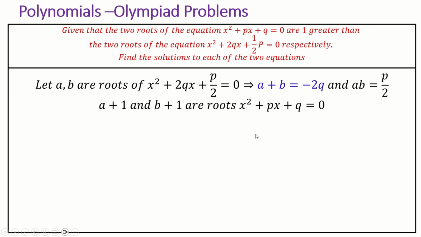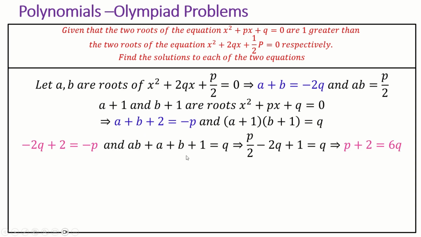Now, a plus 1 and b plus 1 are roots of the first equation, right? That's what is given. So a plus 1 plus b plus 1, that is a plus b plus 2, equal to minus p. And a plus 1 into b plus 1 equal to q. Now you just expand it and substitute, you will get the values. a plus b equal to minus 2q, so minus 2q plus 2 equal to minus p.